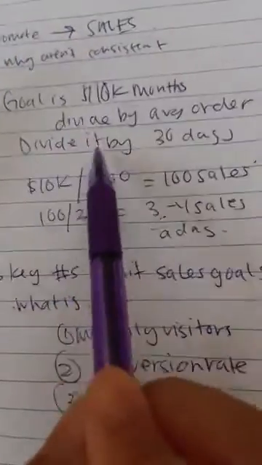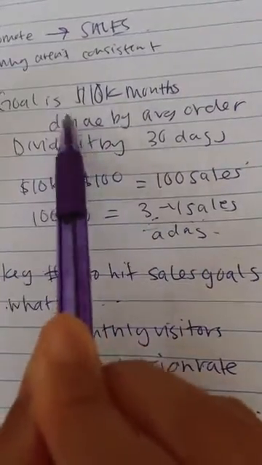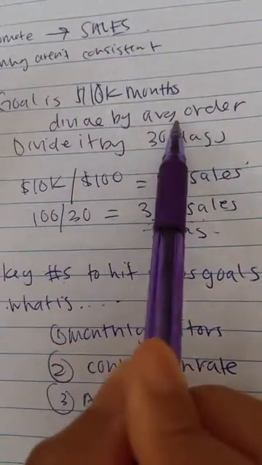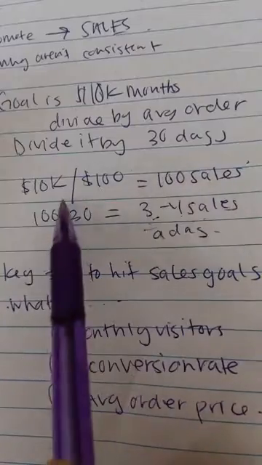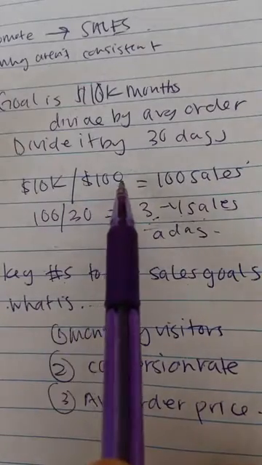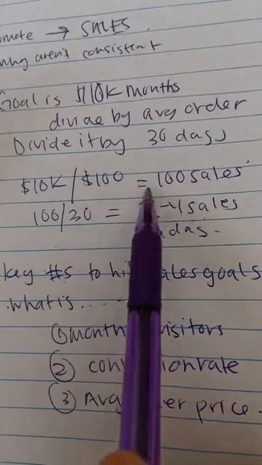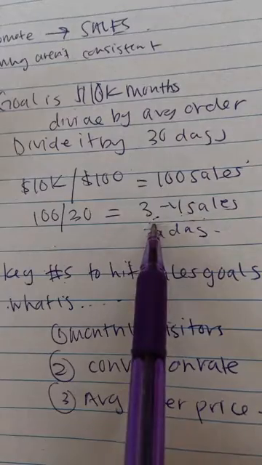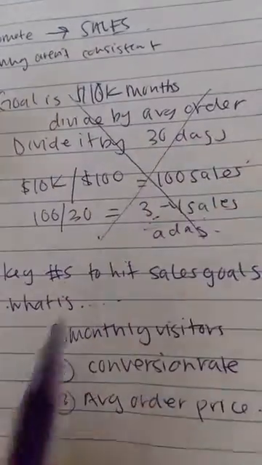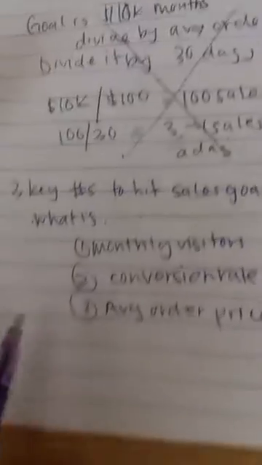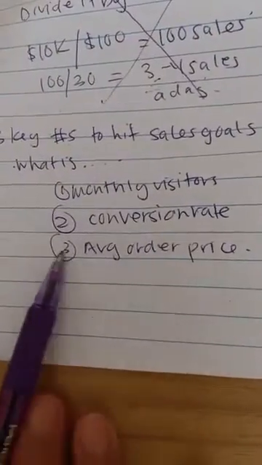We don't want to just say that if I want to hit 10K months, I need to just divide it by my average order, divided by 30 days. So it's like, to hit 10K months, my average order is $100. I make 100 sales. That means I need to do 3 to 4 sales a day. That's not actionable. Okay. We want to move with intention. We want to take action.